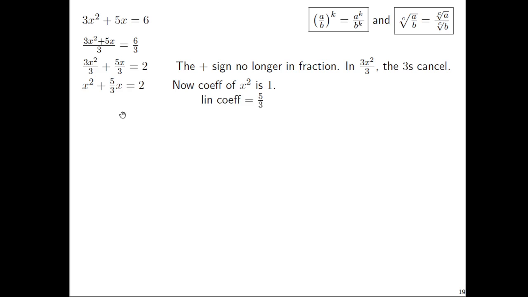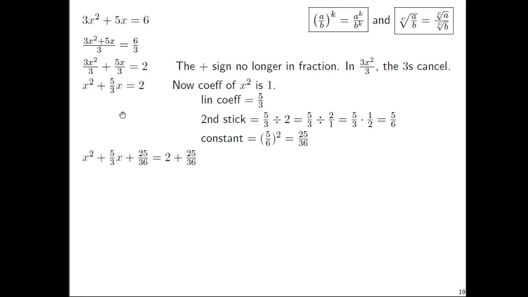So linear coefficient 5/3, half of that is going to be the second stick, so 5/3 divided by 2. In other words, 5/3 divided by 2 over 1. Or let's change division to multiplying by the reciprocal, 5/3 times 1/2. So 5/6, that is the second stick. Then take the number 5/6, and we need to square it. Take the second stick; if you square the number, that's going to be the constant. We apply one of the two formulas boxed in the upper right. You get 25 over 36. So that's the number we add to both sides, 25/36.